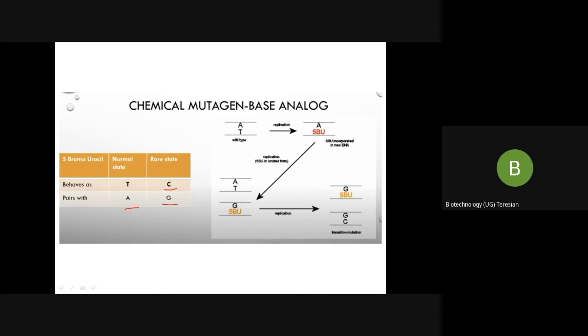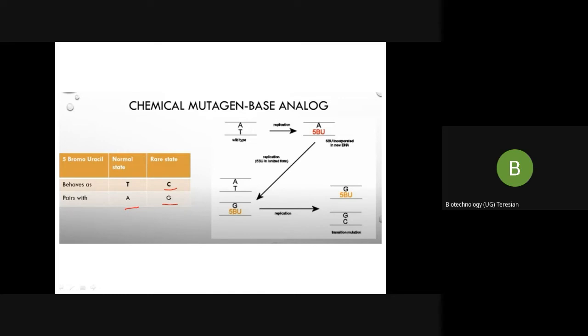So this is your normal DNA, that is the wild type, wherein your bases are A and T. And this, when it undergoes replication. So here in base analog also, as you saw in the intercalating agent, this happens during the time of replication. So now 5-bromouracil, which is a chemical, has a structural similarity with thymine. So it has got incorporated somehow in place of thymine in your body.